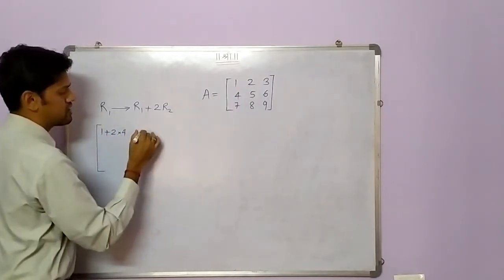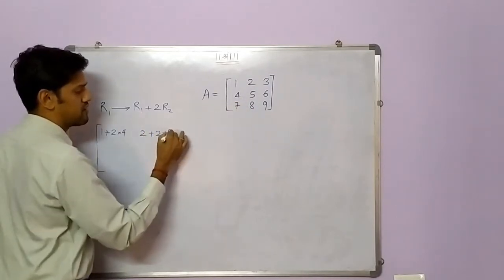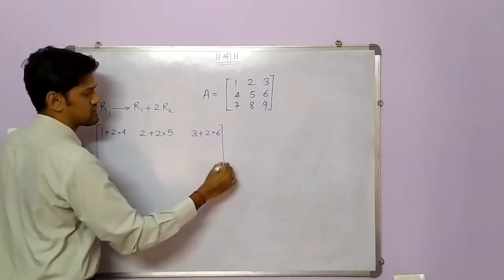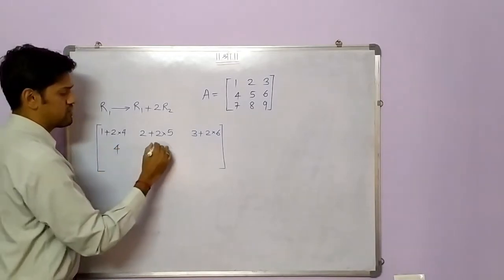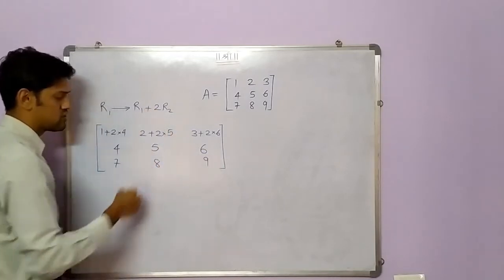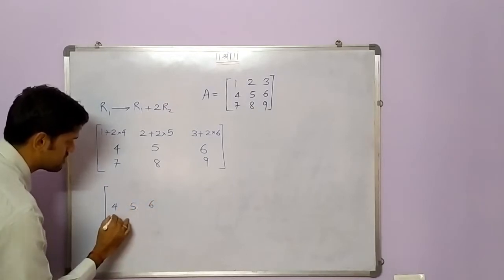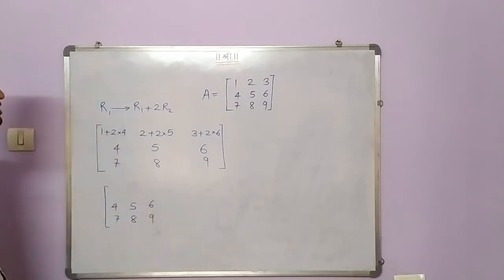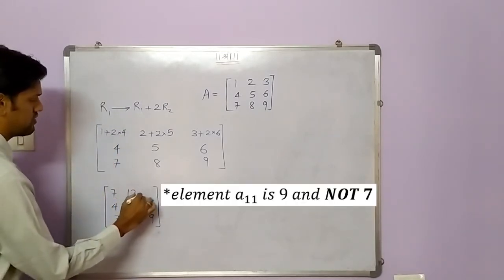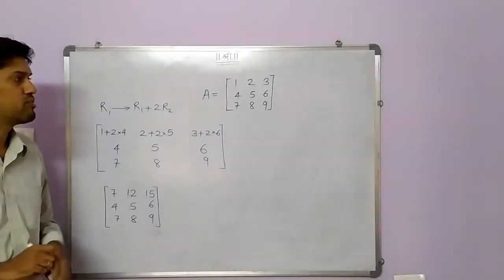The second element will be 2, that is, 2 plus 2 times 5, and the third will be 3 plus 2 times 6. The rest of the matrix will be unchanged. So the matrix will look like this. These 2 rows will not change, so I'll write them down first. The first row will be 7, 12 and 15. The same can be performed with columns.